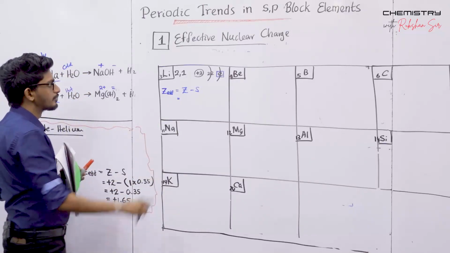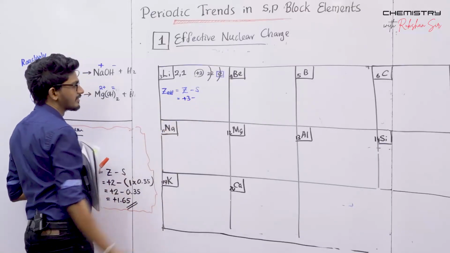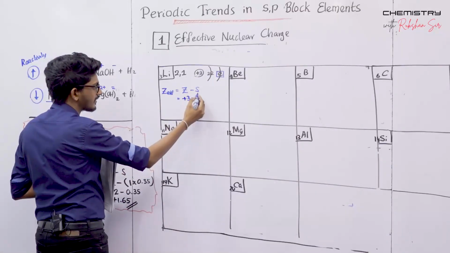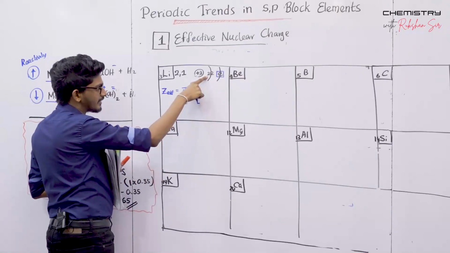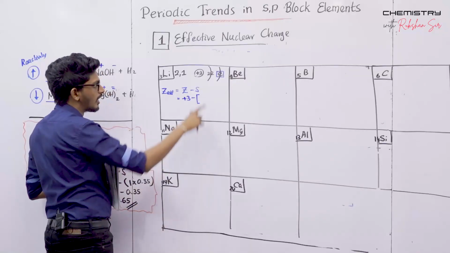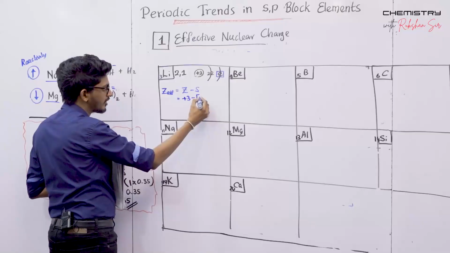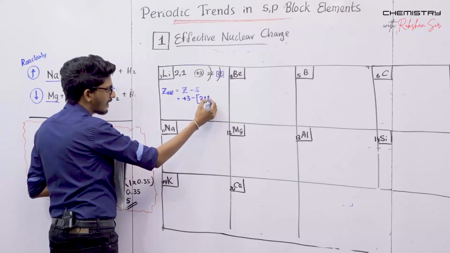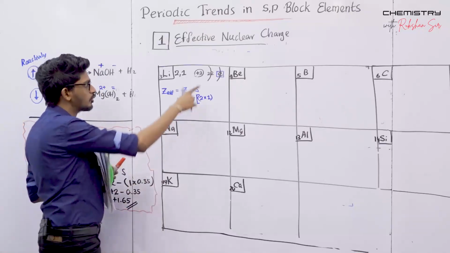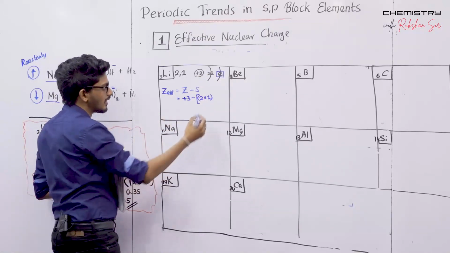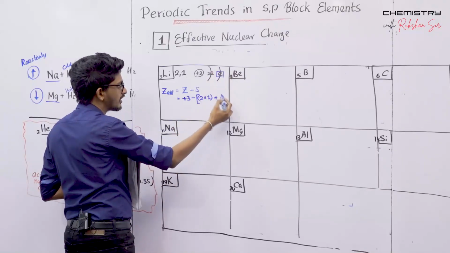Z is plus 3, the nuclear charge, minus S. S is contributed by the inner electrons and the same-shell electrons. You have 2 inner electrons here. These 2 are inner electrons, so 2 into 1, since an inner electron contributes 1 unit. And you don't have any other same-shell electrons, so that is 0.